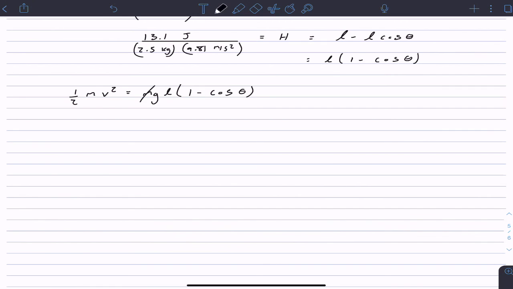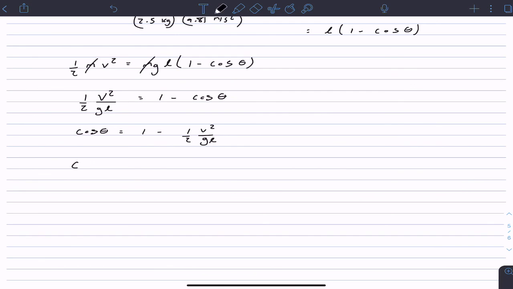Okay, so now let's just cancel m, because we don't need that. 1/2 v squared over g times L is equal to 1 minus cosine theta. That means cosine theta is equal to 1 minus 1/2 v squared over g times L. And that means that theta is equal to cosine inverse of 1 minus 1/2 v squared over g times L, which is equal to cosine inverse of 1 minus 1/2 times 3.24 squared over 9.81 times 1.25.